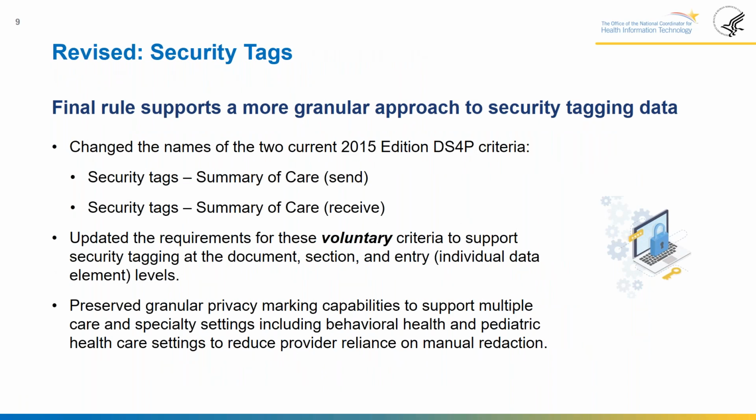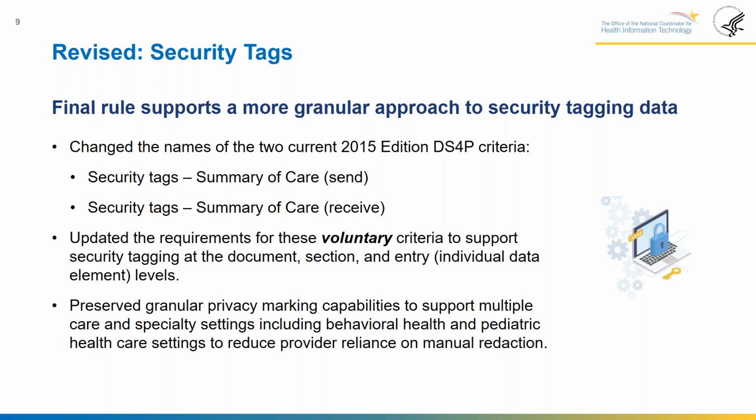So we've also revised the security tags. These 2 criteria, we've changed the name of the 2 current 2015 edition data segmentation for privacy criteria. These 2 criteria support the ability to tag a CCDA either at a sending point or to be able to receive or interpret tags for the purposes of supporting segmentation activities.